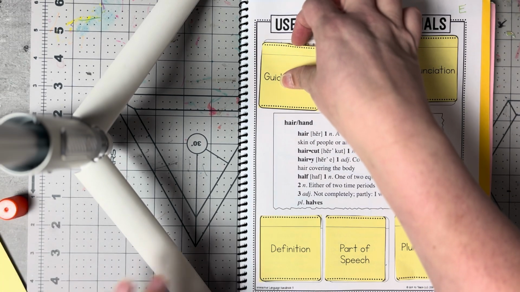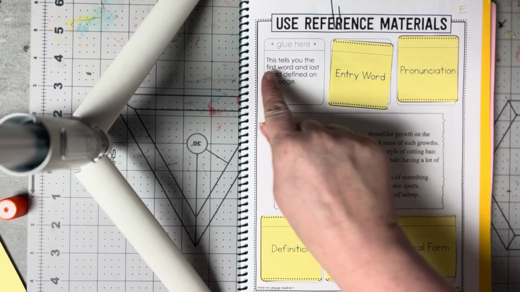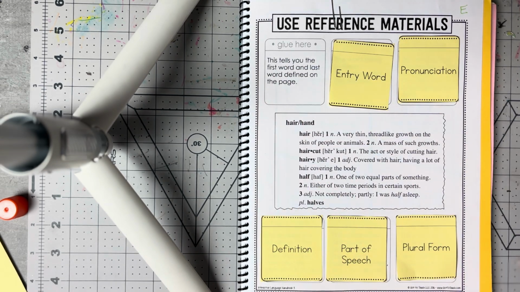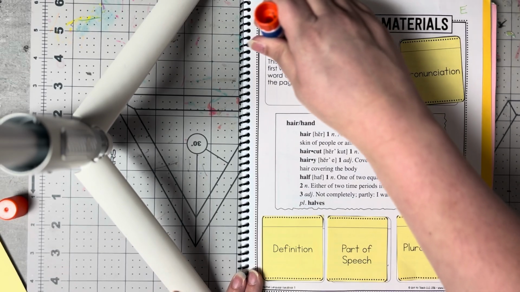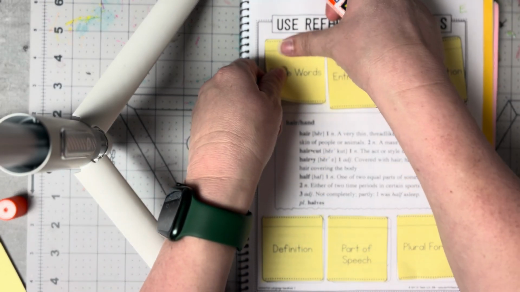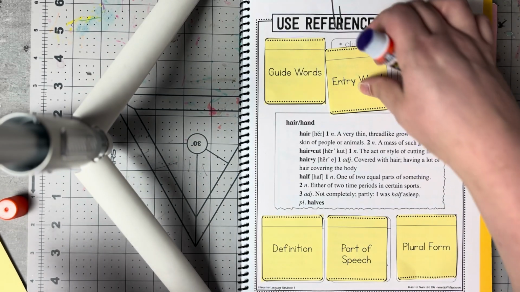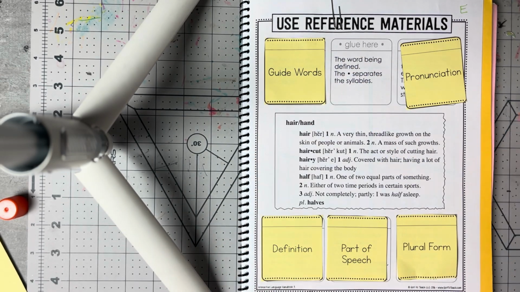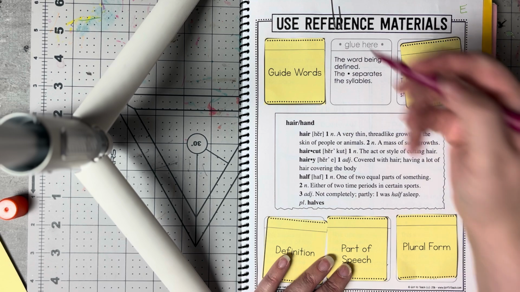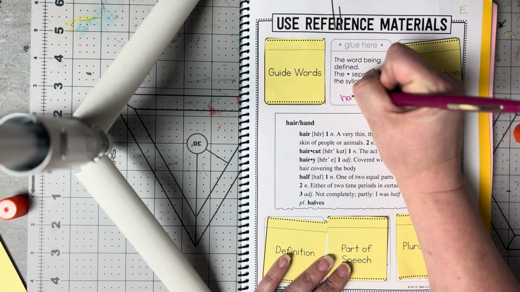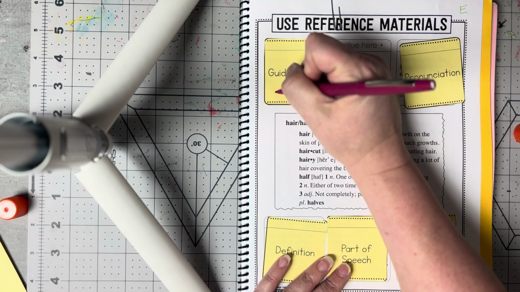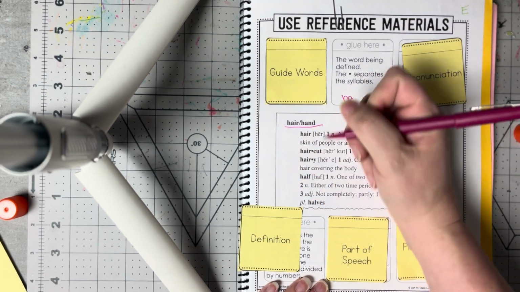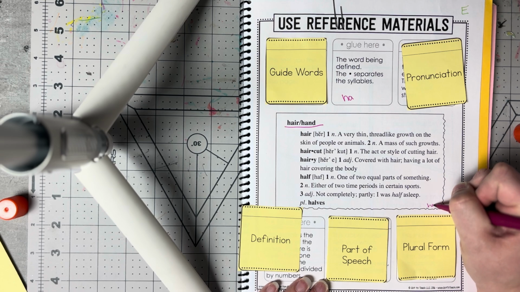But let's describe these. So the guide words tell you the first word and last word defined on the page. So you're only going to see this on an actual dictionary. That way, if you're looking for a word, it helps you know if you're too far ahead or too far behind. So here, it's hair and hand. Hand would be the last word that it defines.